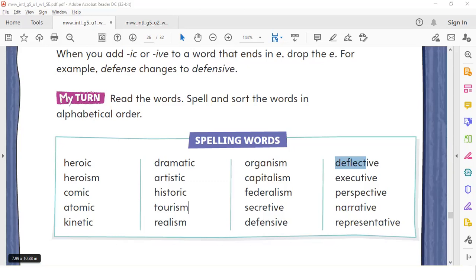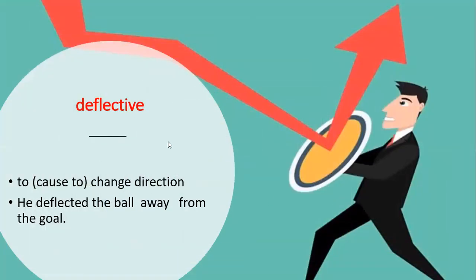Deflected. Deflect away. Very good. Look here. What is deflect, Qusay? Can you please read? To cause to change direction. Yes, to change the what? To change the direction of something. Right?